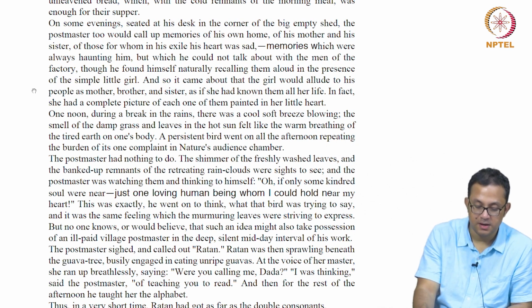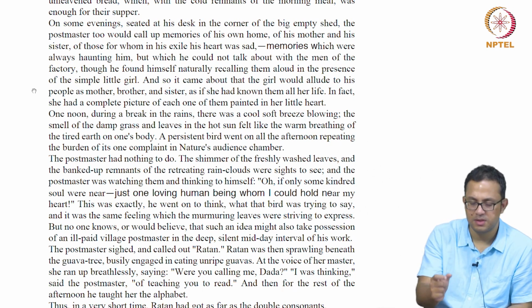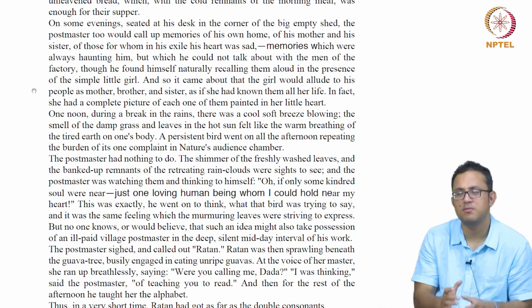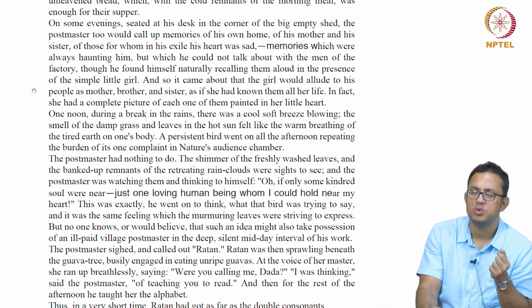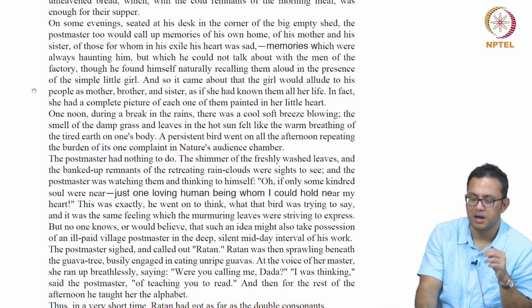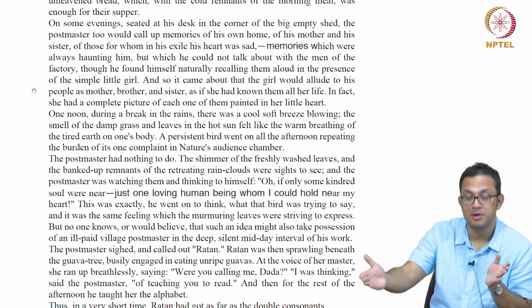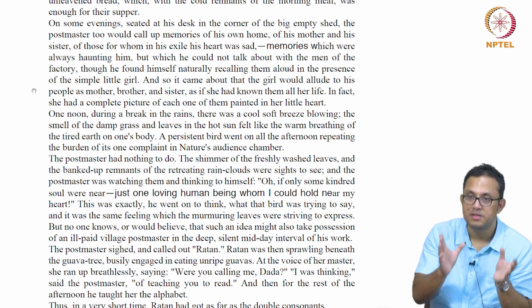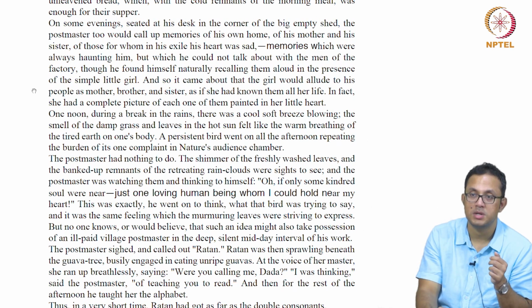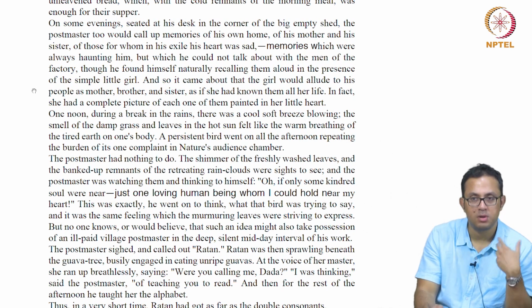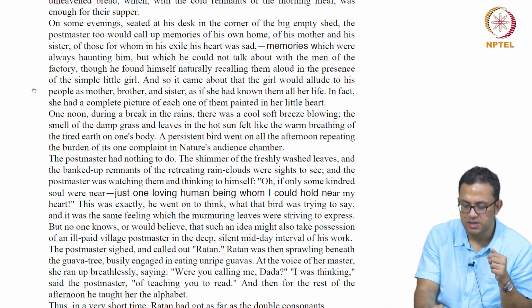The postmaster sighed and called out Ratan. Ratan was sprawling beneath the guava tree, busily engaged in eating unripe guavas. Again, a very rural signifier. Someone sitting under guava trees and eating unripe guavas. The unripe thing is interesting over here because it's more rural in quality, whereas a ripe guava, which is bought in the market, is more commonly urban in quality, right? So this image of this girl sitting beneath a guava tree eating unripe guavas is a very idyllic rural image, so to say.